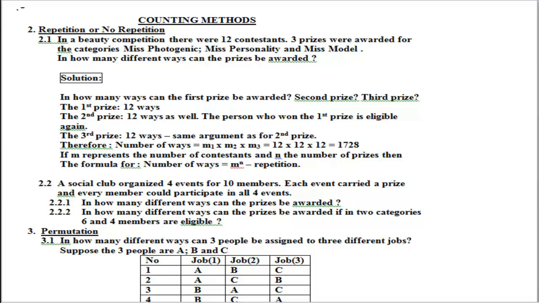Then if you take a social club that organized 4 events for 10 runners, each event carried a prize and every member could participate in all 4 events. In how many ways can it be awarded? It's the same principle as above.